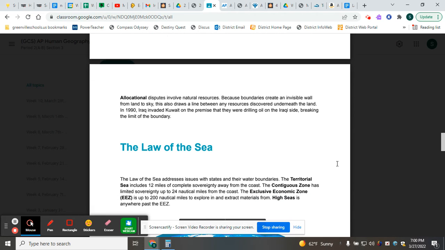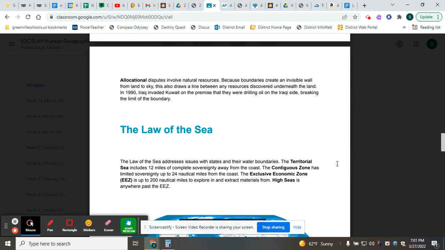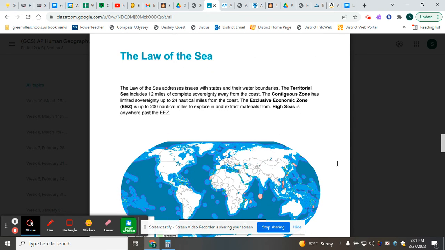Allocational disputes involve natural resources because boundaries create an invisible wall from land to sky. This also draws a line between any resources discovered underneath the land. In 1990, Iraq invades Kuwait in the Middle East on the premise that they were drilling oil on the Iraqi side, breaking the limit of the boundary. Okay? All right, laws of the sea.